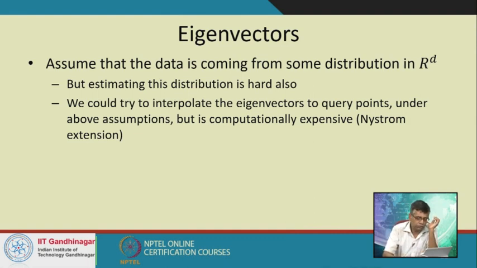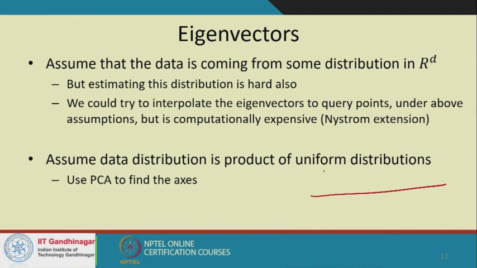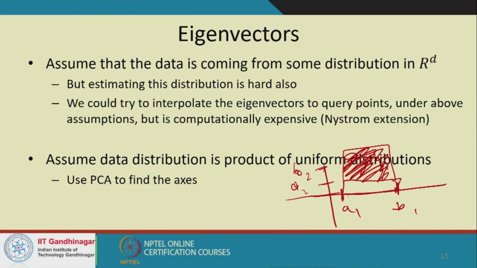So what we do instead is make a very simple assumption about the data distribution. We say that the data distribution is really just a product of uniform distributions. That is, let's say we are drawing the data distribution in 2D. If the data is 2D, it really comes from a product of two distributions: a uniform distribution between some A1 and B1 on one axis, and a uniform distribution between A2 and B2 on the other axis. So it is uniform in this rectangle, and I don't know what this rectangle is.